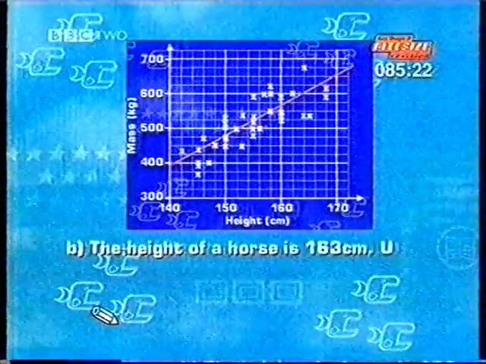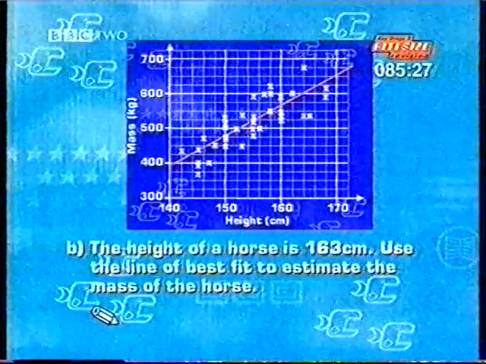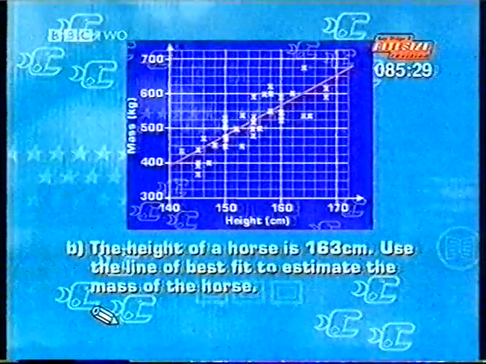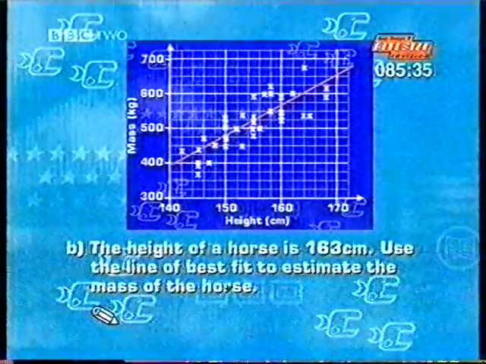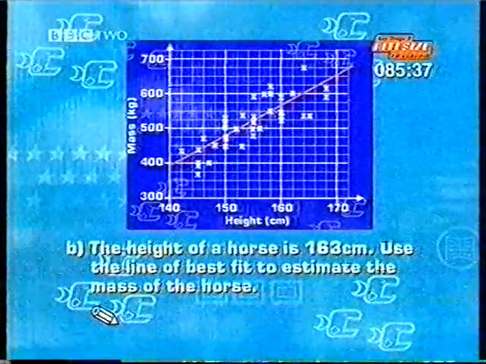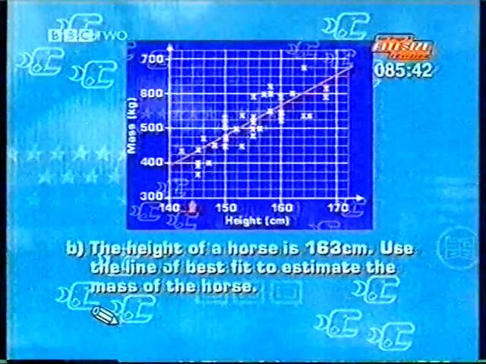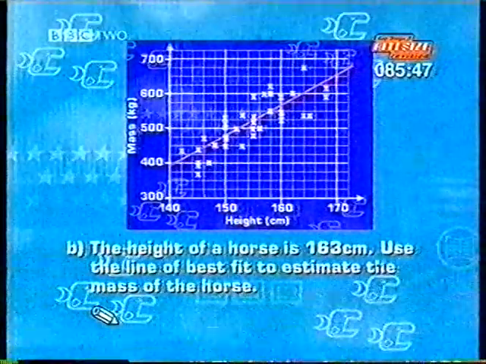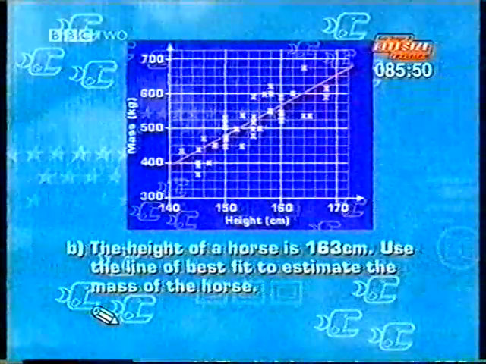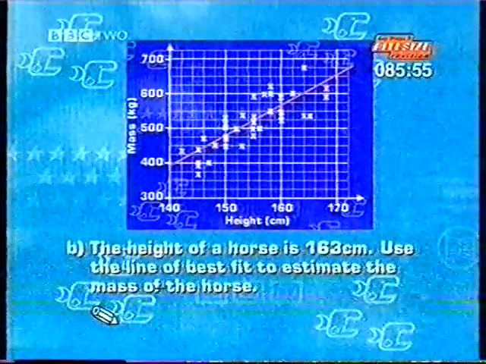Now, Part B. The height of a horse is 163 centimetres. Use the line of best fit to estimate the mass of the horse. Look at the height axis, that's the horizontal axis, and read off from this. You can see there are 10 centimetres between 140 centimetres and 150 centimetres, and only 5 squares. So each square along this horizontal axis represents 2 centimetres. So a horse of height 163 centimetres would read here.